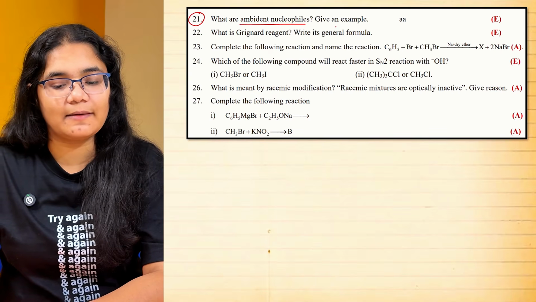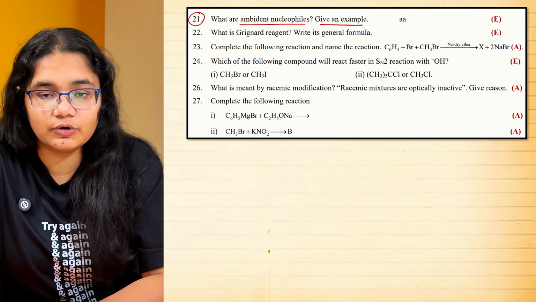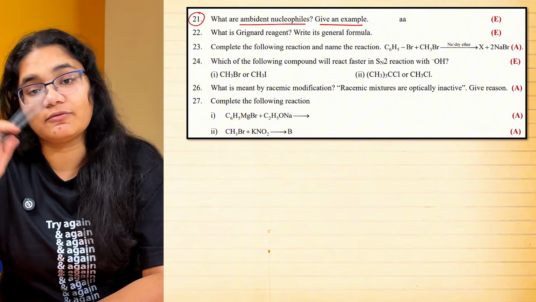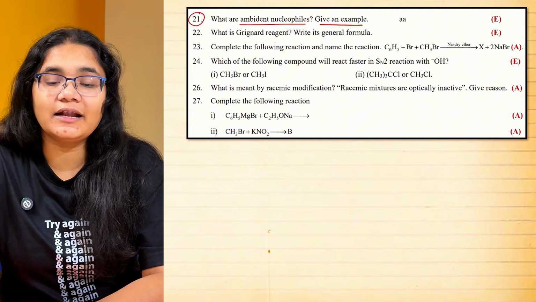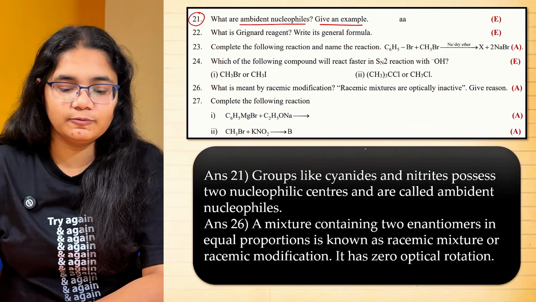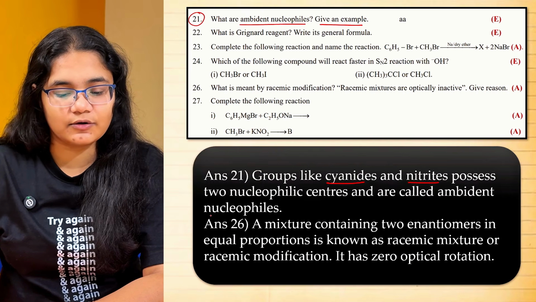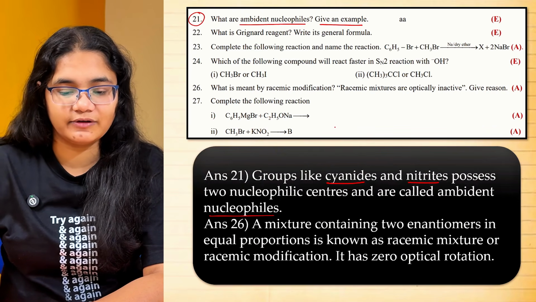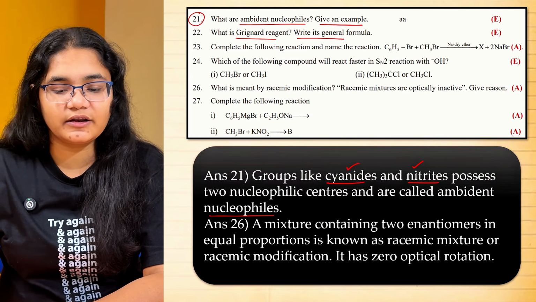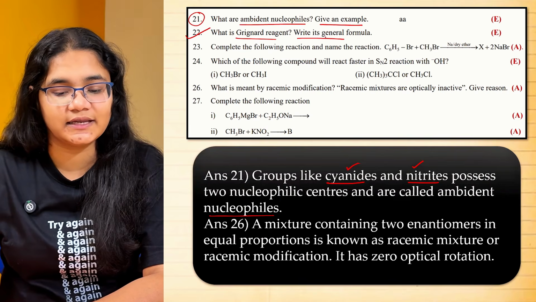This is important. What is an ambidentate nucleophile, and give one example. So those nucleophiles which have two donation sites, which can bind from two different sites, like CN. CN can bind from C also, N also, right? So that type of nucleophiles are called ambidentate nucleophiles. So groups like cyanides and nitrites possess two nucleophilic centers and are called ambidentate nucleophiles. Already we have given examples here. Next, what is Grignard reagent and write its formula? Already we have solved this question in the previous slide, so I'm not discussing it again.